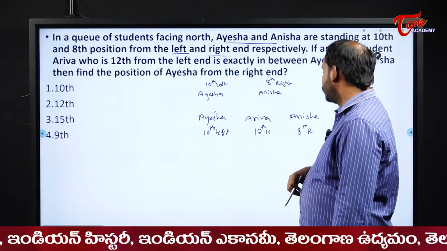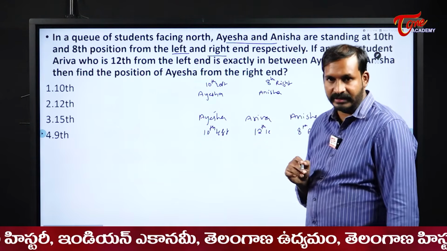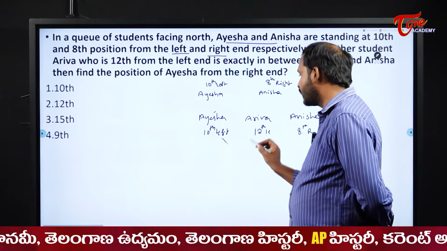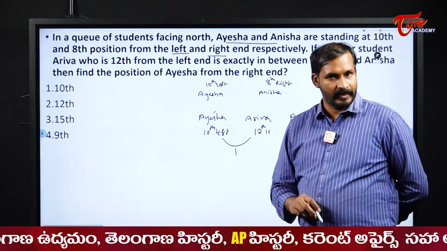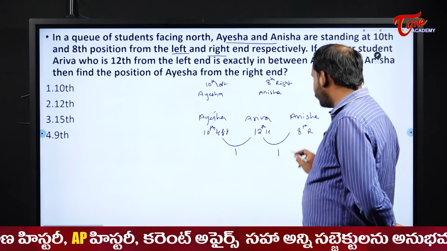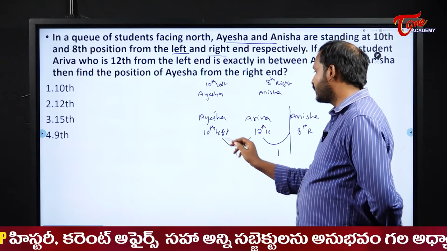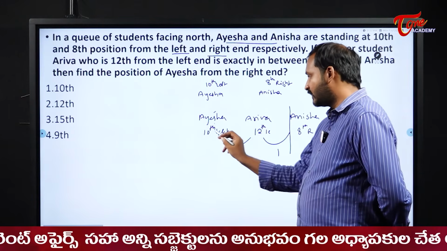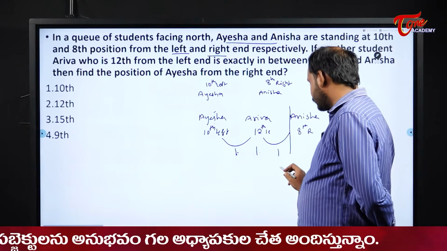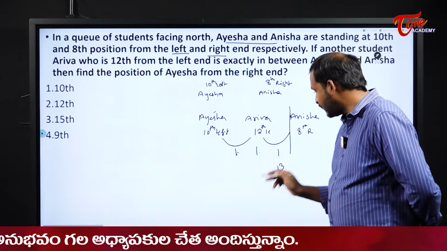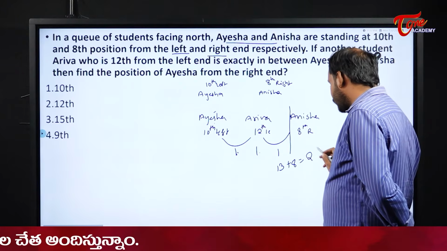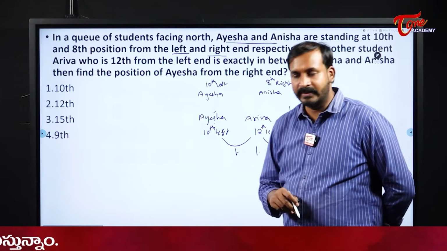Before that, I need to find how many people there are in total. Then I can easily tell the right-hand position. Now between Ayesha and Arriva how many are there? Only one, right? Between Arriva and Anisha, only one. So before Anisha how many are there? Ayesha 10, plus 1 is 11, plus 1 is 12, plus 1 is 13. Before Anisha, 13 are there and Anisha is 8th. So total how many are there in that row? 21 people are there in that queue.